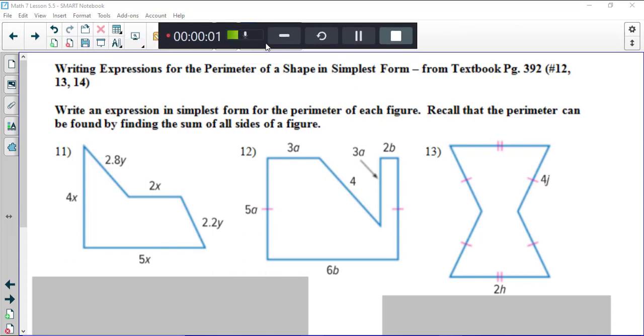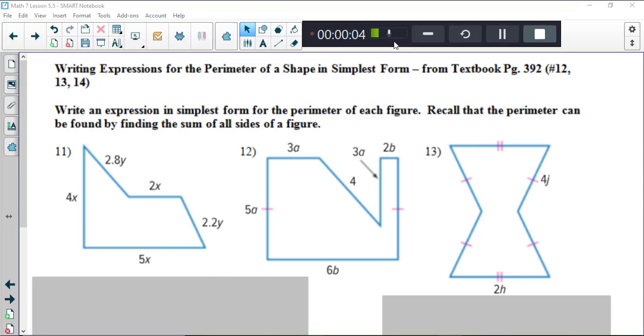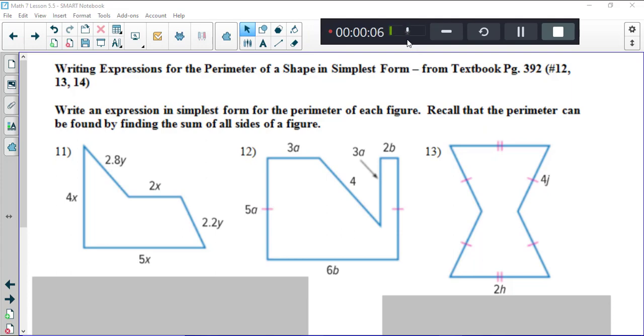Okay, so we're going to continue with these lesson 5.5 guided notes and mix in some geometry types of questions, including some perimeter questions. So we're going to be writing expressions to represent the perimeter of a shape. It could be squares, it could be rectangles, it could be kind of what looks like a whale shape in number 12 or a bow tie in number 13, some seemingly random shapes. And we're going to write those expressions in simplest form. So it applies the simplifying of expressions to some more realistic situations.